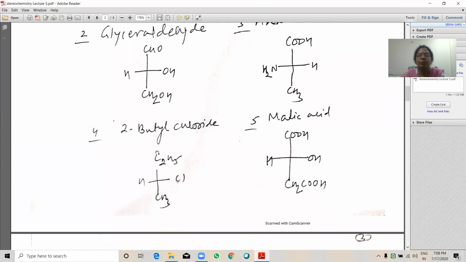2-butyl chloride we can also represent by Fischer projection formula. This is the C2H5 ethyl group on the top, the methyl group on the bottom, and the rest two groups on the horizontal line, chloride and hydrogen. Malic acid is also represented by Fischer projection formula.